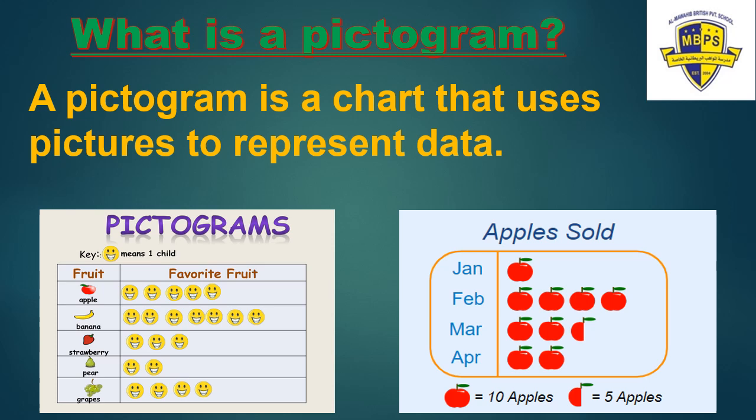Now, if you look at these two pictograms, the first pictogram has a smiley face. One smiley face means one child. And if you look at the next pictogram, we have apples. One picture of apple is equal to 10 apples. And there is something new here that you see in the key. There is half apple. This half apple is equal to 5 apples. The whole apple is equal to 10 apples and the half apple is equal to 5 apples. So today we are going to learn something new about pictogram.